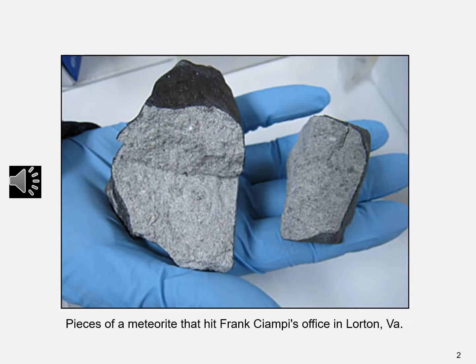This is a rocky chondrite, a meteorite that struck Frank Campy's dentist's office during the night. The meteorite went through the roof and a couch before burying itself about a foot in the concrete slab. This rock tells us about the origin and the age of the solar system.